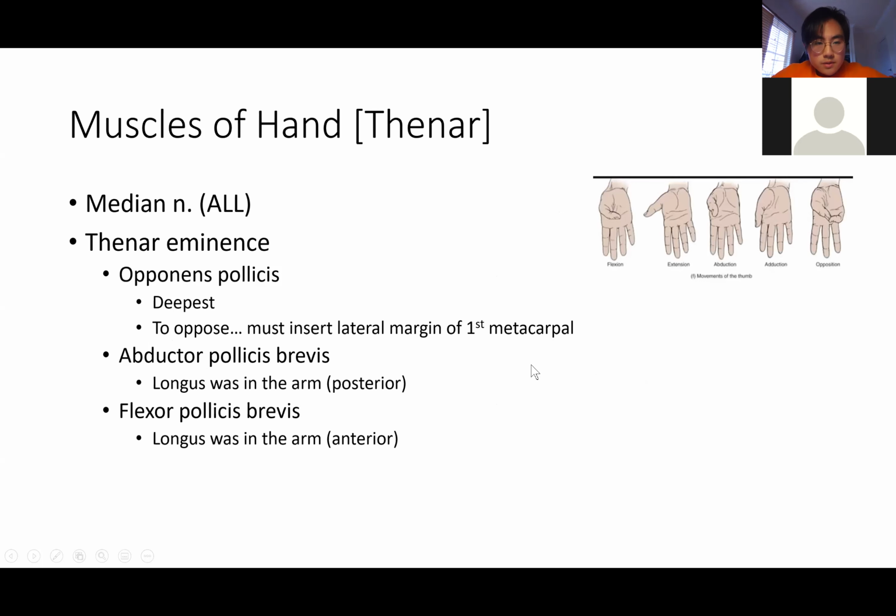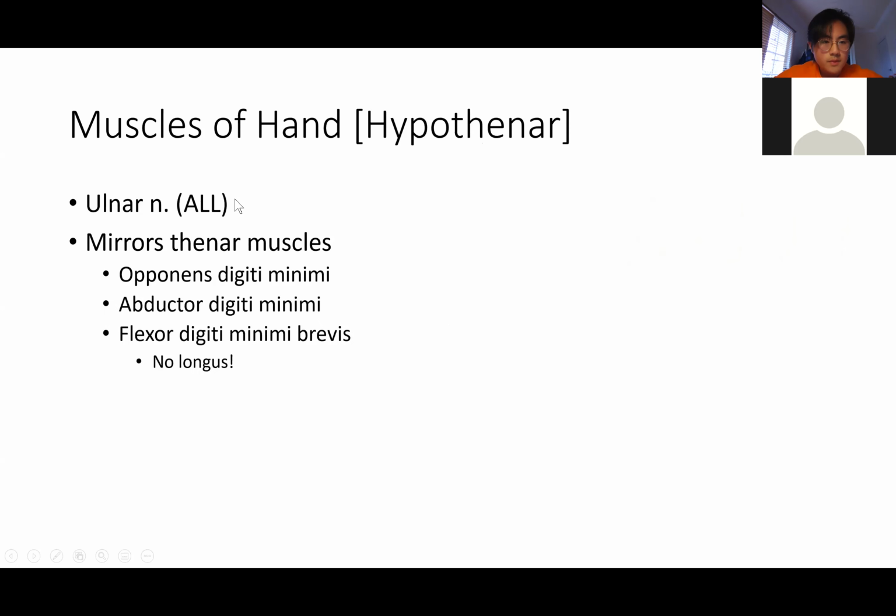So let's talk about the thenar muscles. One action I didn't mention before is opposing. When you oppose, you bring your thumb and your pinky together. So it's done by the opponens pollicis, and it's the deepest muscle of the thenar eminence. We have an abductor pollicis brevis. Before, we had an abductor pollicis longus in the arm. Then we also have a flexor pollicis brevis. If you remember, we had a flexor pollicis longus before. I don't really have a tip for remembering these names. And these are all innervated by the median nerve.